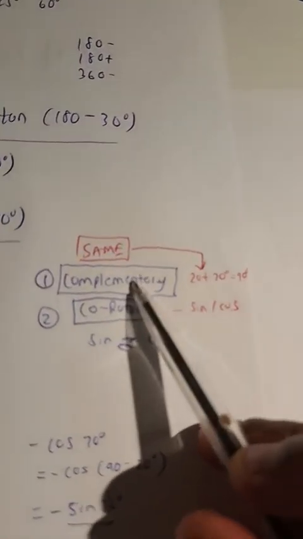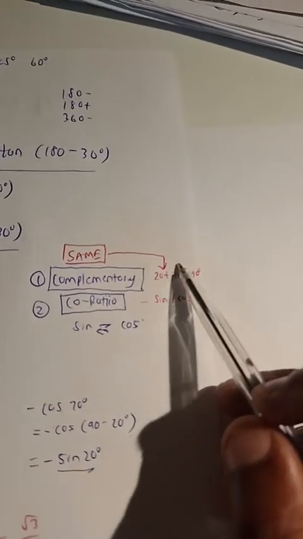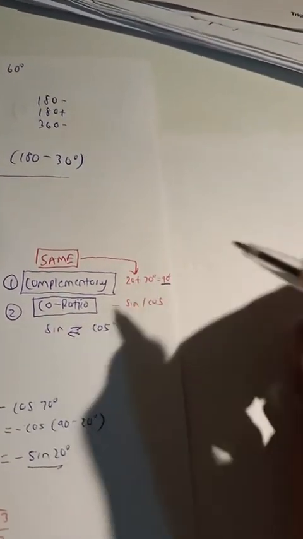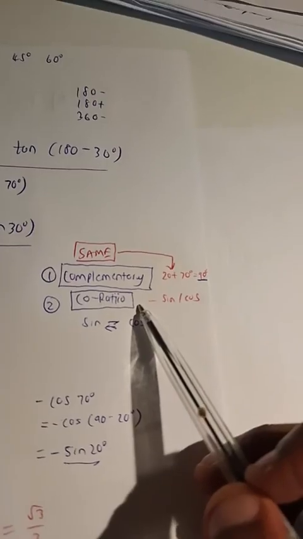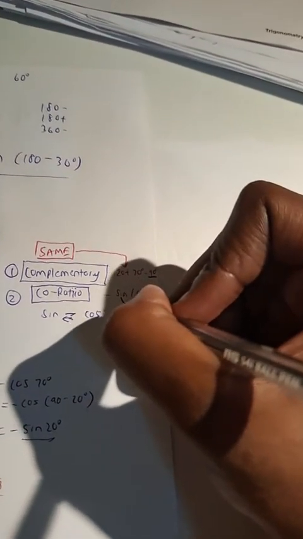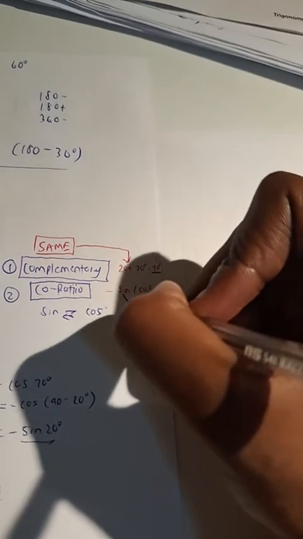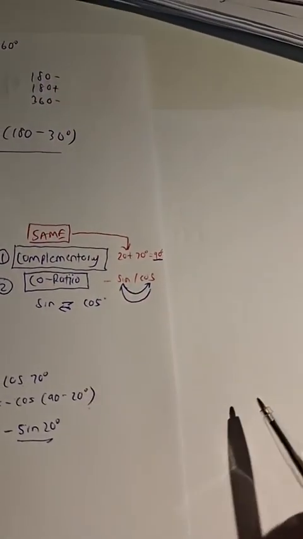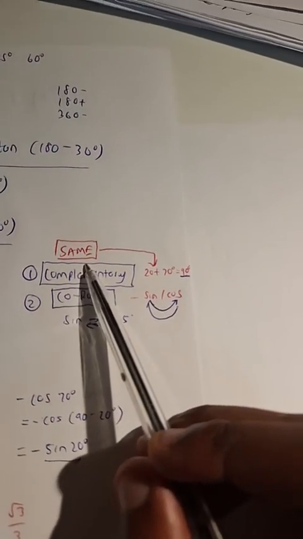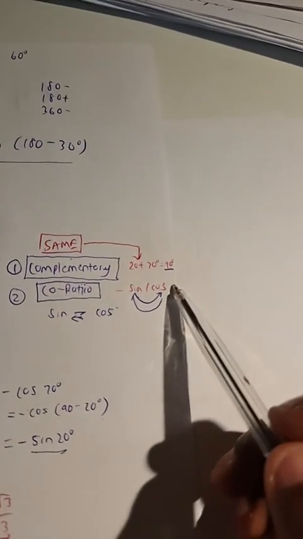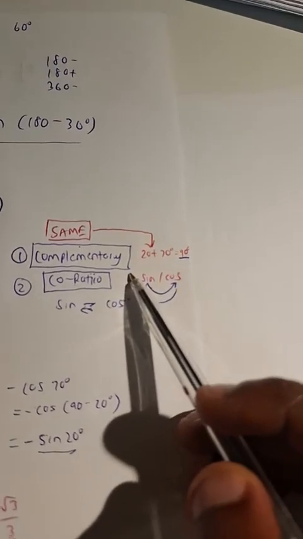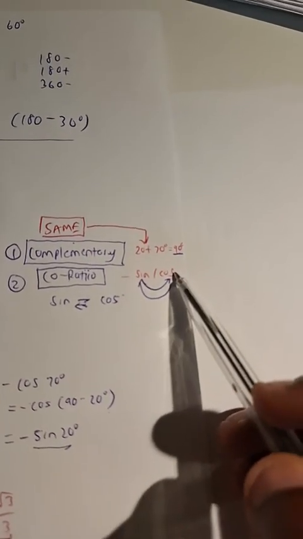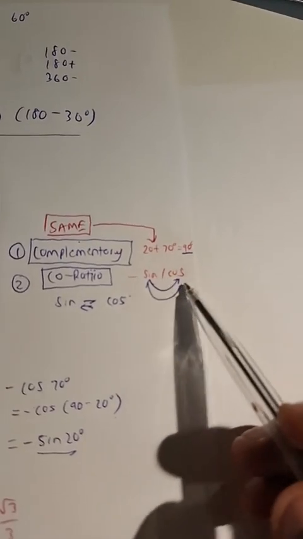Utula is asking, can you explain complementary angles? My guy, complementary angles are angles that when you add them together, they give you 90. And then I said co-ratios. Sine is the co-ratio of cos, and cos is the co-ratio of sine. So complementary angles are simply angles that add up to 90 degrees, and co-ratios are like sine and cos, cos and sine.